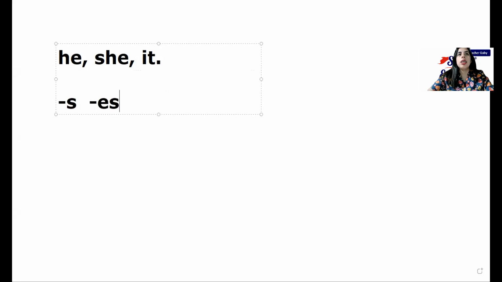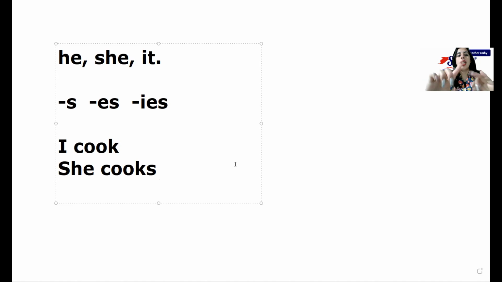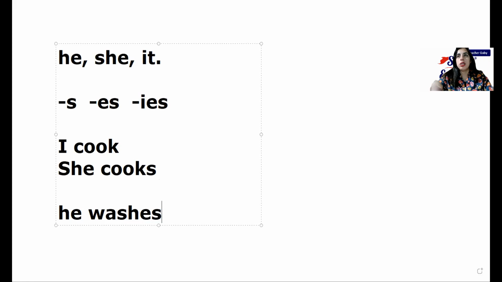It could be s or it could be es, depending on the verb. For example, if I want to say I cook, this is the verb. We don't have to change that. But if we say she cooks, we are going to add the letter s to the verb. But there are some verbs that end in s, x, ch, sh, for example, or the vowel o, and we are going to use es. Example, I'm going to say he washes. Yes, we are going to add es to the verb.